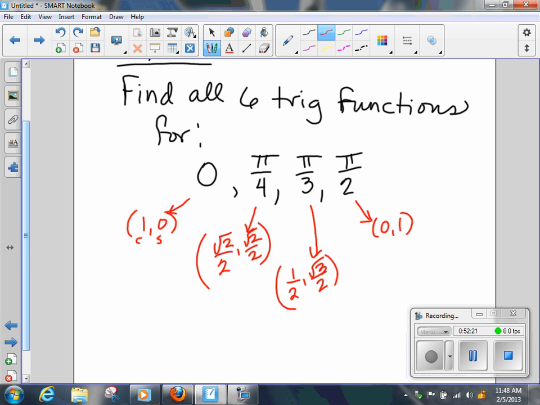Now, here's my warning. When you get to flipping some of these, 0 and pi over 2, something's going to happen, and I just want you to remember, when 0 is under the fraction bar, what kind of number do you have? Undefined. You better remember that.